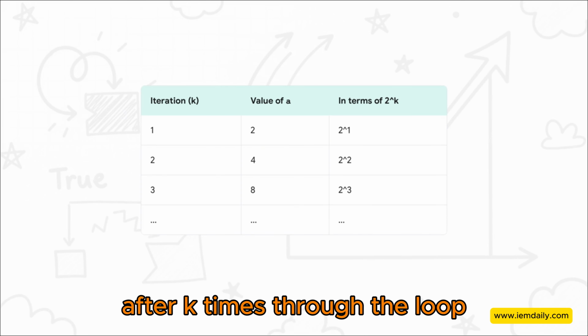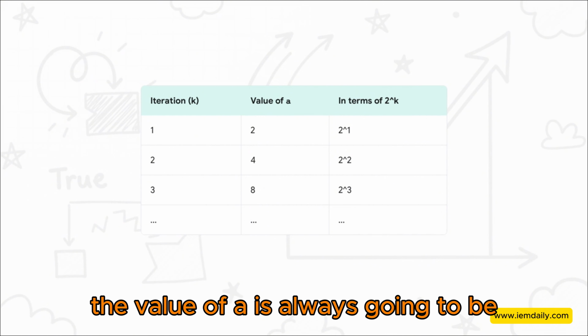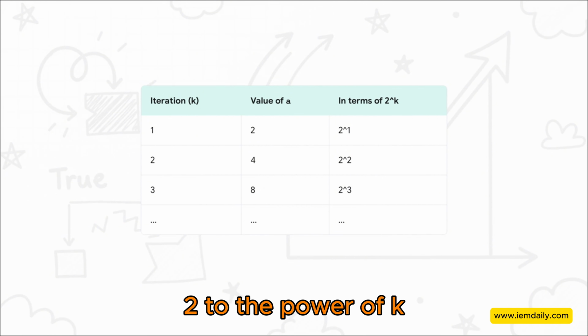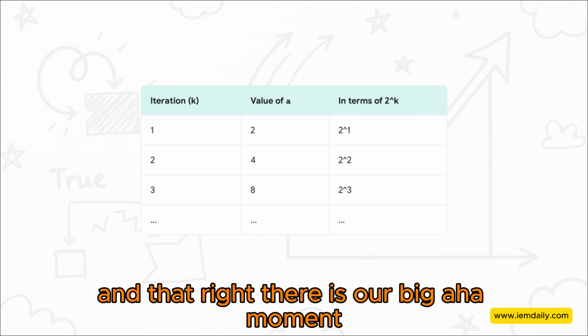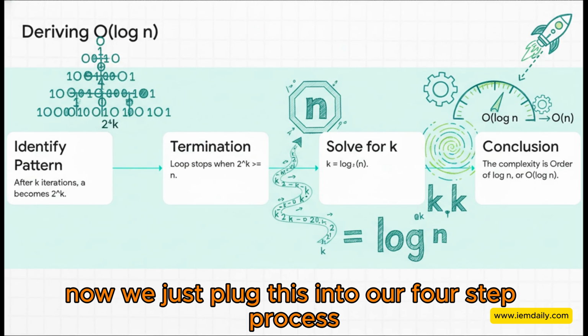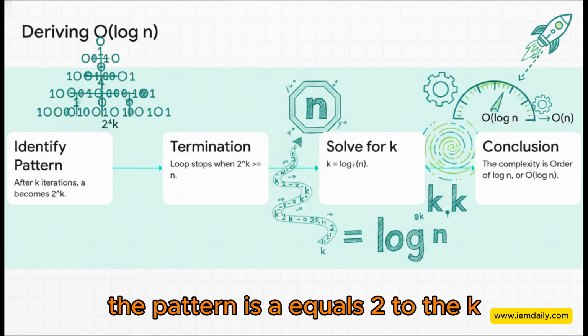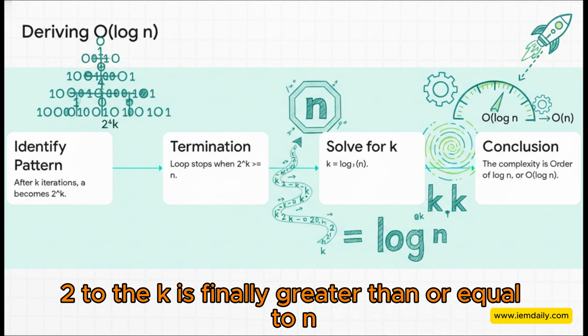After k times through the loop, the value of a is always going to be 2 to the power of k. And that right there is our big aha moment. Now we just plug this into our four-step process. The pattern is a equals 2 to the k. The loop stops when that value, 2 to the k, is finally greater than or equal to n.